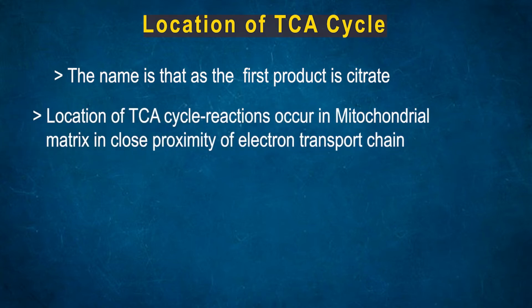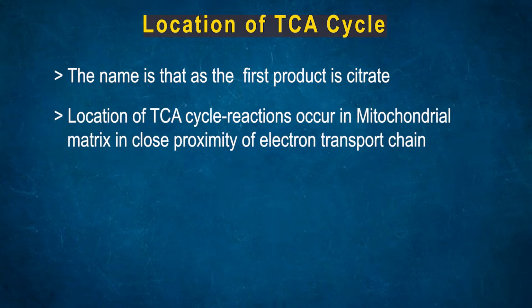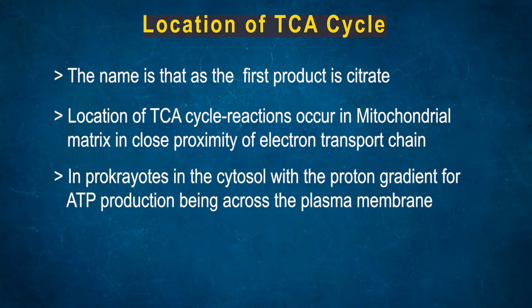The location of the TCA cycle. The reaction occurs in the mitochondrial matrix, in close proximity to the electron transport chain, in the case of eukaryotes. In prokaryotes, it happens in the cytosol, with the proton gradient for ATP production being across the plasma membrane.